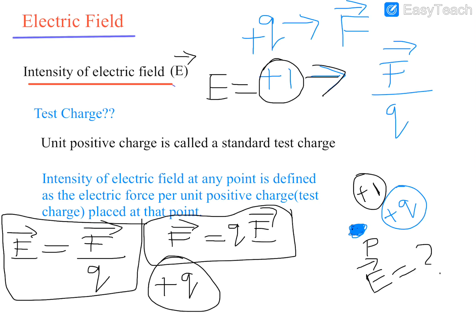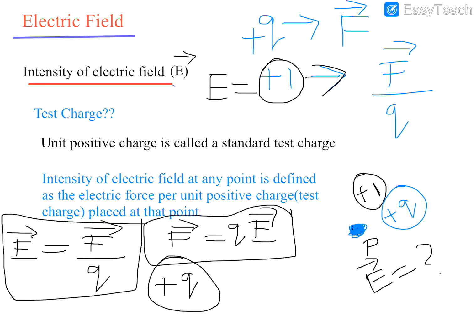So how to find it? Imagine that you are placing a positive Q charge there, near to a positive Q charge. You want to find the intensity of electric field due to this positive Q charge on this point P. So you will place a positive Q charge there and find the force on that positive Q. Then that force divided by the charge you placed there, positive Q, you will get the force acting on unit positive charge, plus 1 charge, and that amount of force is called the intensity of electric field.